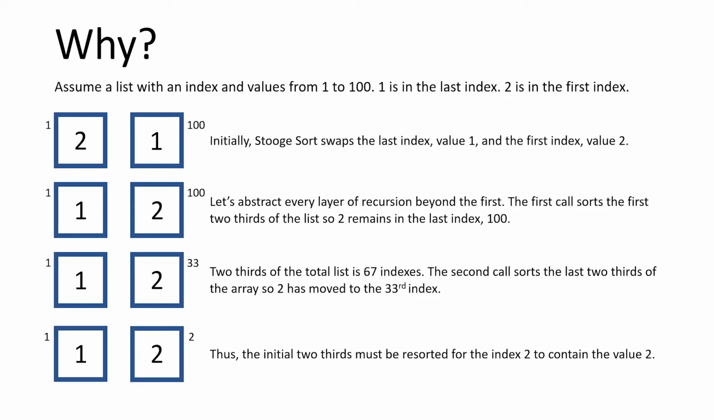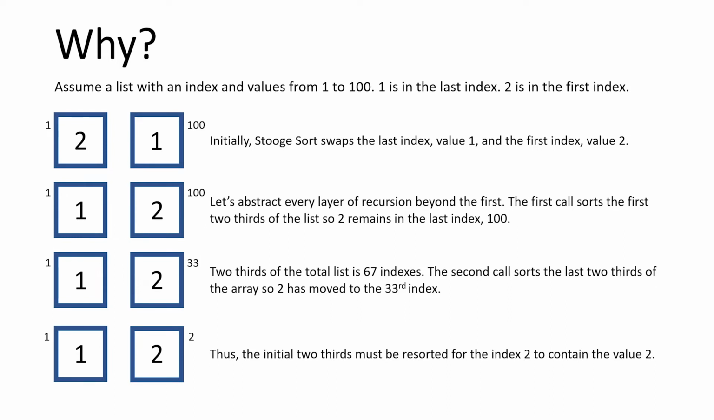Let's abstract every layer of recursion beyond the first. The first call of Stooge sort will sort the first two-thirds of the array. 1 will not change position because it's already been sorted into its correct index position. 2 will not change positions because it's not being sorted in the first two-thirds of the array. It's at the end of the array. Two-thirds of the total array is 67 indexes. Our second call of Stooge sort will be sorting the last two-thirds of the array. As a result, 2 moves from index position 100 to index position 33.